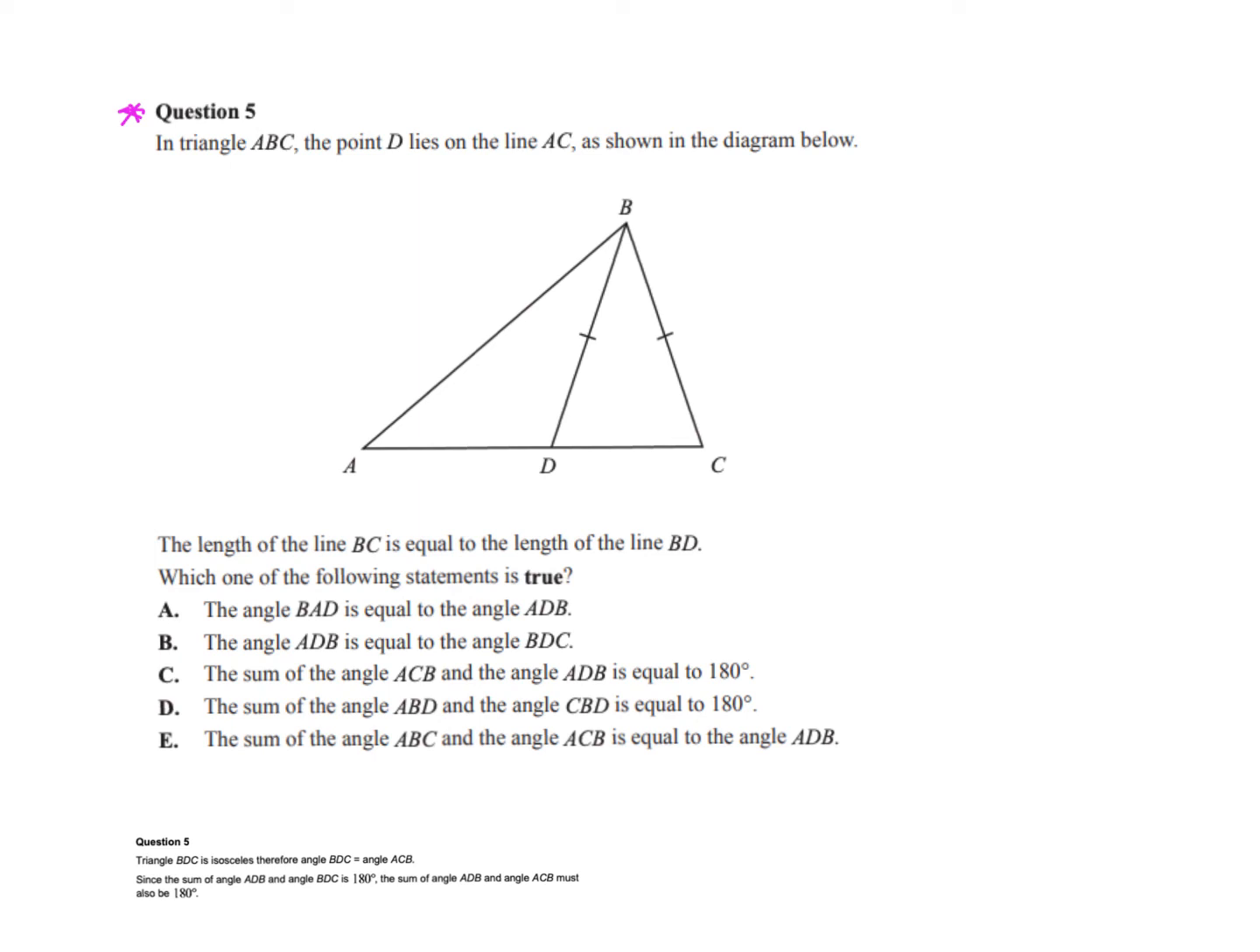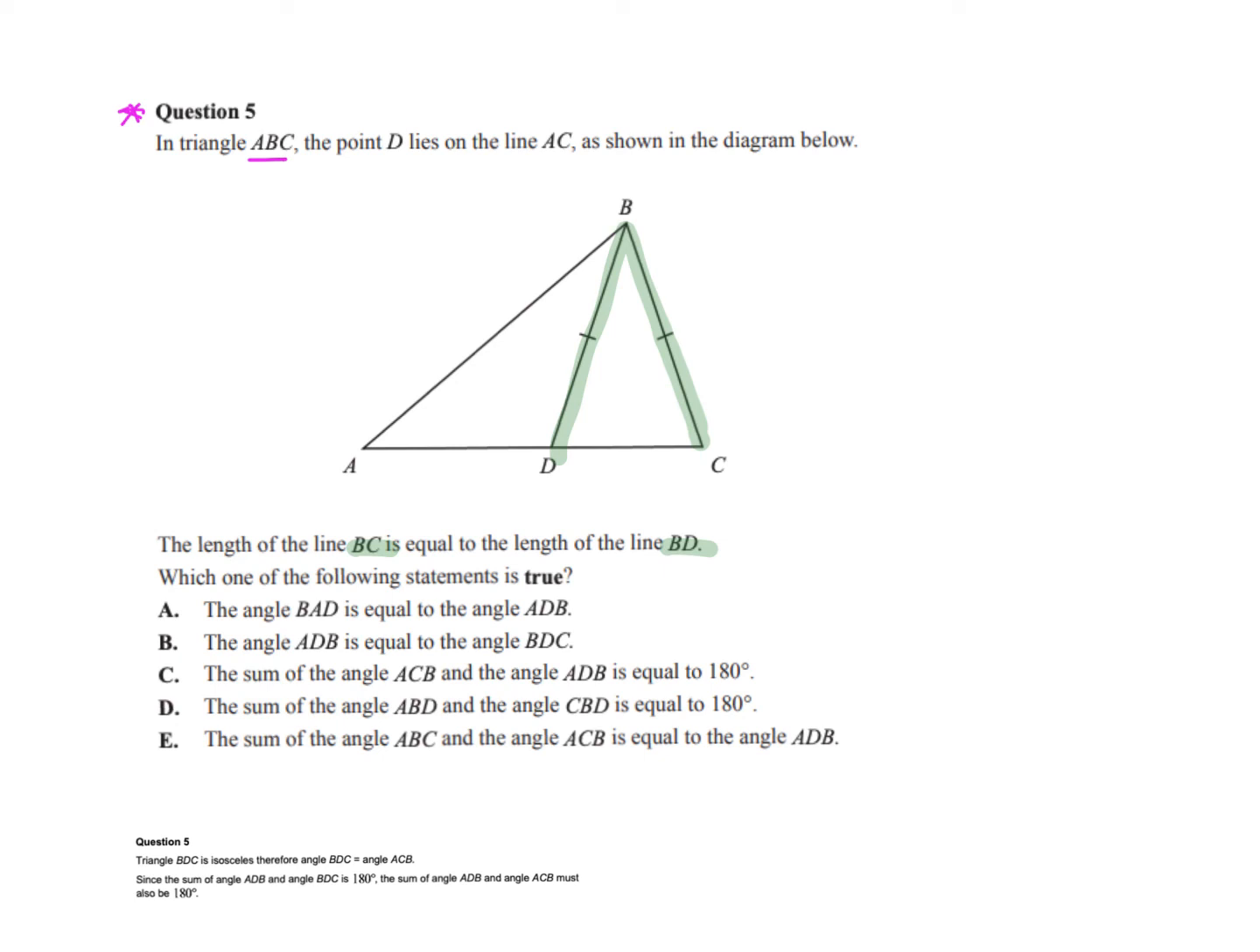It says triangle ABC and D lies on the point AC, so that straight line there. The length of the line BC is equal to BD. So really all they told me there is, and they've indicated it, haven't they? They've shown us anyway, that that's an isosceles triangle.